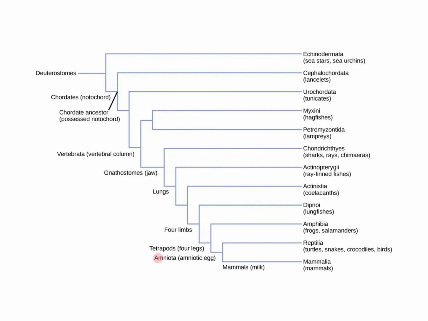So the amniotes, we're looking at this area right here. And as I mentioned, it does include reptiles. It also includes birds, which are technically classified as reptiles. And it includes mammals. And so we're going to focus on just the characteristics of organisms that are in this kind of amniotic group. And then we'll cover reptiles, birds, and mammals in their own videos.